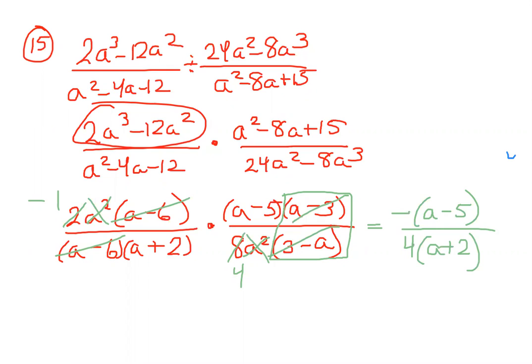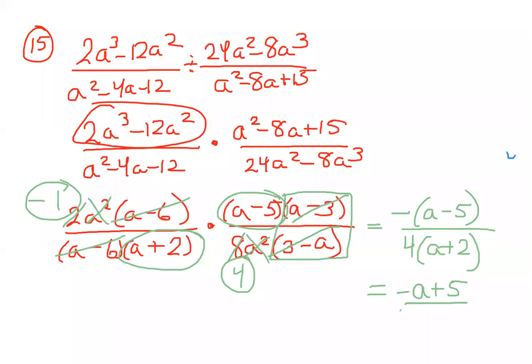In the denominator, we've got a plus 2 and we've got a 4. And in the numerator, we've got an a minus 5 and a negative 1. If you want to simplify that a little bit, you could distribute the negative and say negative a plus 5 over 4 times a plus 2. It becomes plus 5 because the negative goes there and there. And that's your answer.